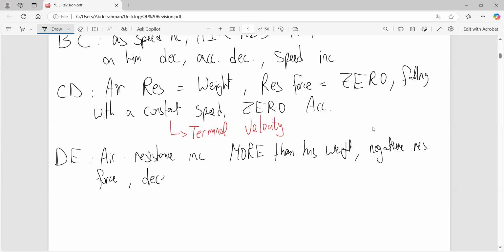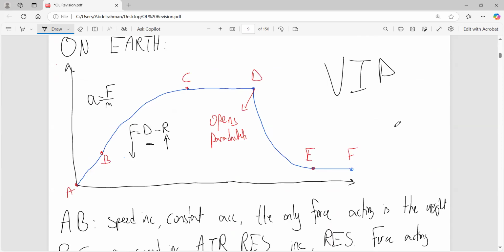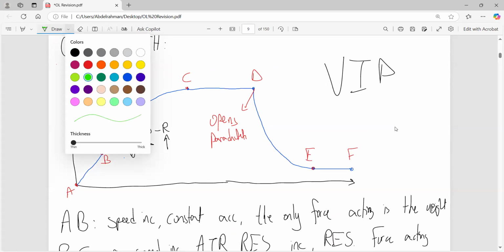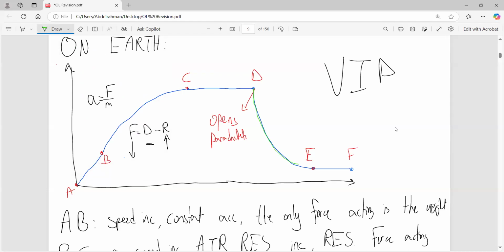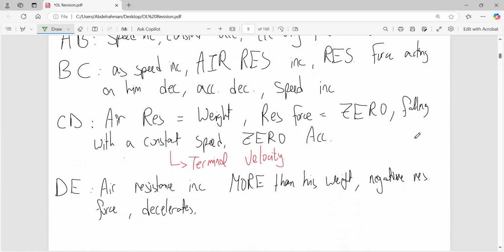Okay, he decelerates. But not just any deceleration. As his speed decreases, what happens? The speed is decreasing, therefore the air resistance on him is also decreasing. Air resistance and speed are directly proportional. As the speed decreases, the air resistance decreases. I'll write it down. As his speed decreases, what happens?